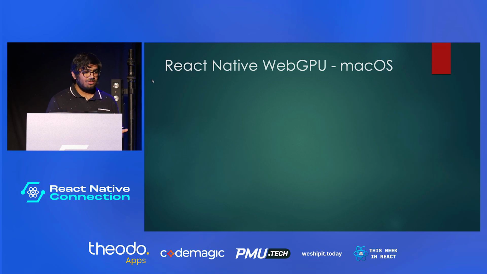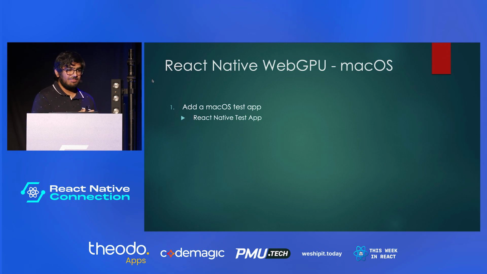So I'll go over the simple steps of how you port the library to macOS. This is going to be a little bit cluttered, so bear with me. The first step is you add a macOS test app. You can't port a library if you can't test it. We have a library called React Native Test App that helps with this. It generates native code for a native app for you, so you don't have to worry about it. This is used everywhere in the community, so I won't talk about it too much.